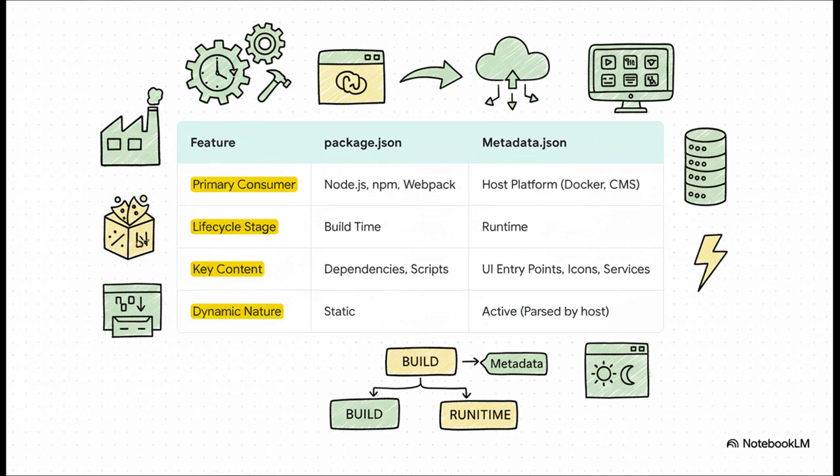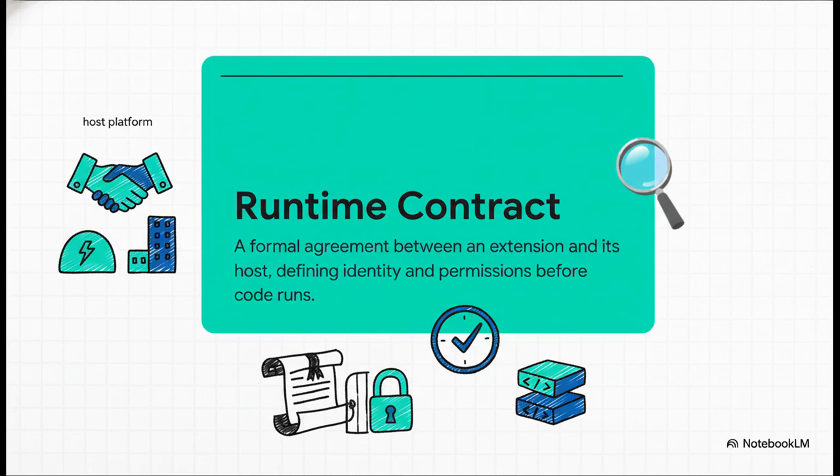But metadata.json? Its audience is the host platform itself, and it gets read at runtime. It tells the host, hey, here's my UI, here's my icon, and here are the backend services I need you to spin up. So in a nutshell, package.json builds your app, but metadata.json tells the host how to actually run it. This brings us to a concept we call the Runtime Contract.